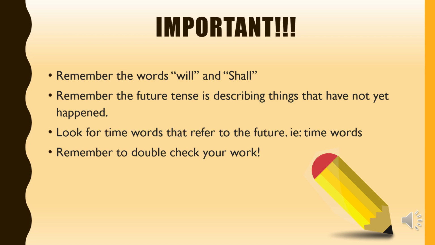Now that we've come to the end of the lesson and we've done a little bit of an exercise, there are a few important things you need to remember about the future tense. When you are looking to see whether or not a sentence is in the future tense, look for words like will and shall. They tell you something hasn't happened yet, it's still going to happen. And remember, the future tense is describing things that have not yet happened.